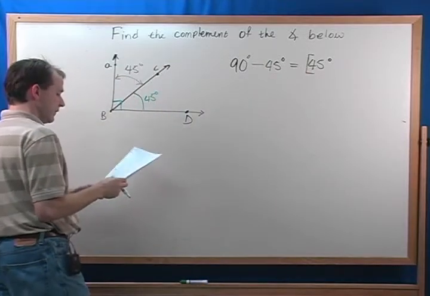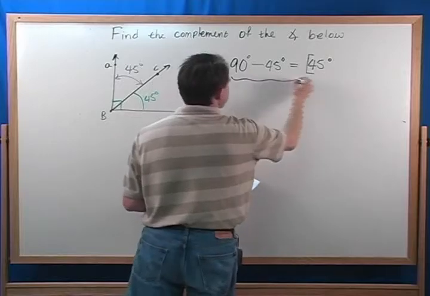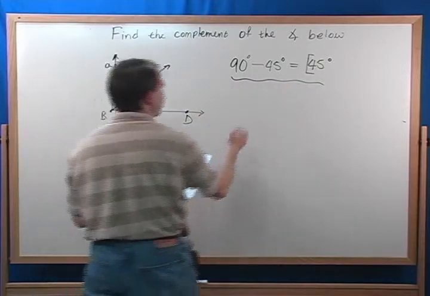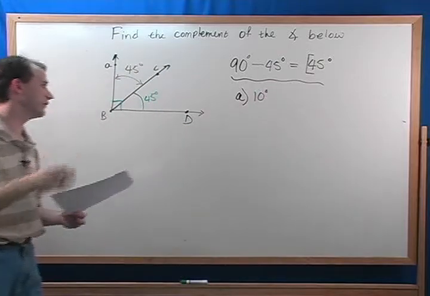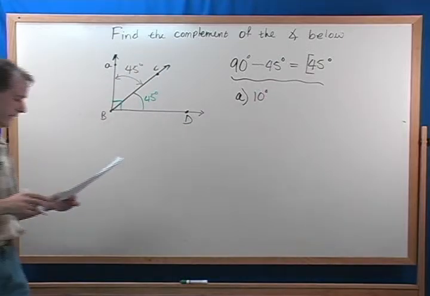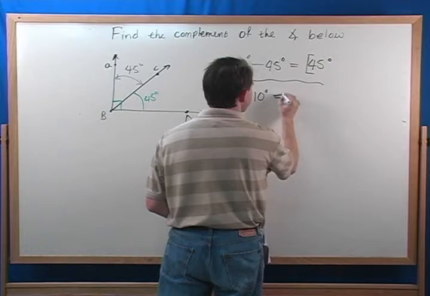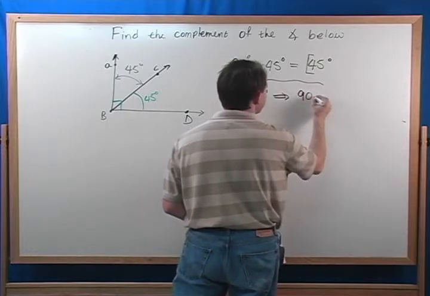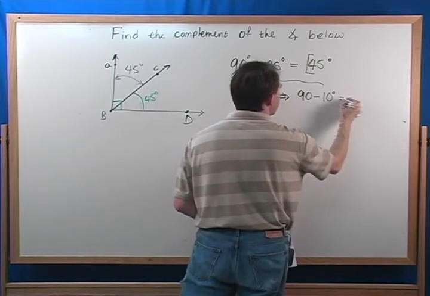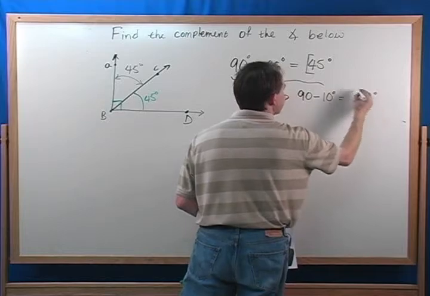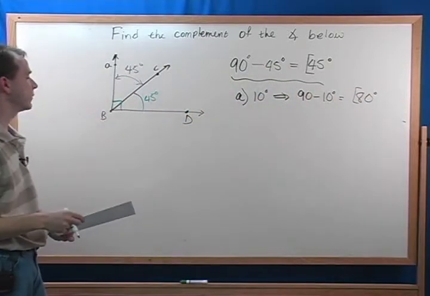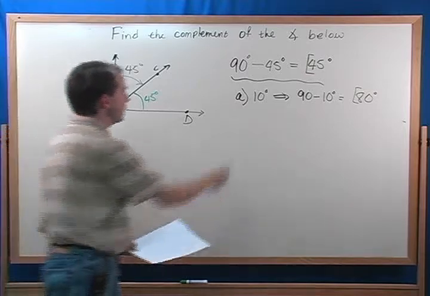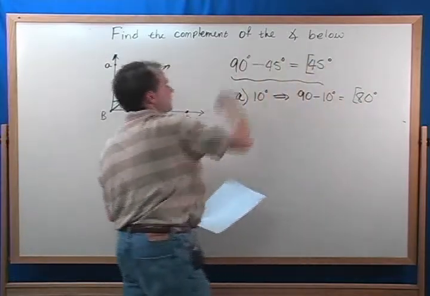Okay? So let's do another few problems. What is the complement of 10 degrees? Somebody just tells you, what's the complement of the angle 10 degrees? The way you find that out is you say, okay, well, I'm just going to take 90 degrees, subtract the 10 degrees from it, and so the answer is 80 degrees. 80 degrees is the complement of 10 degrees. Okay? Because 10 plus 80 gives me my 90.